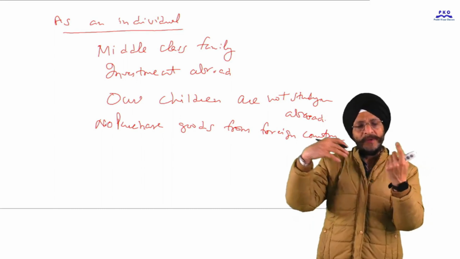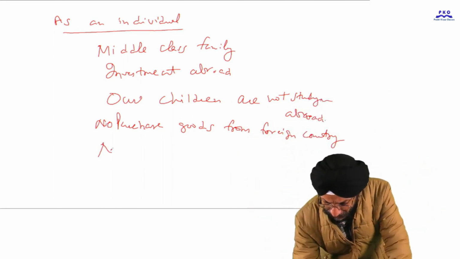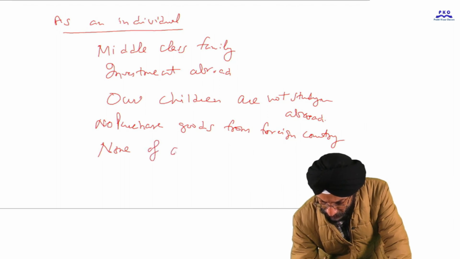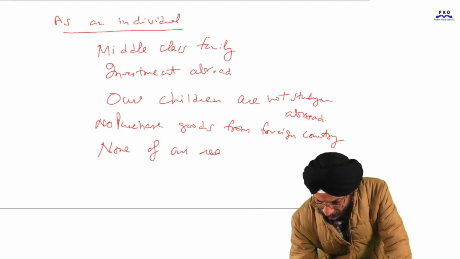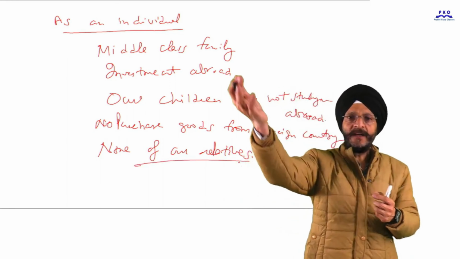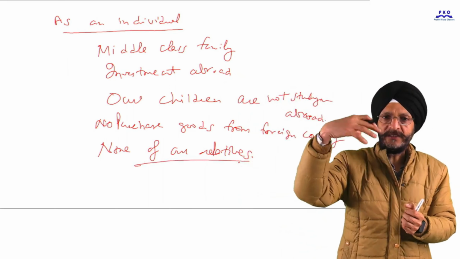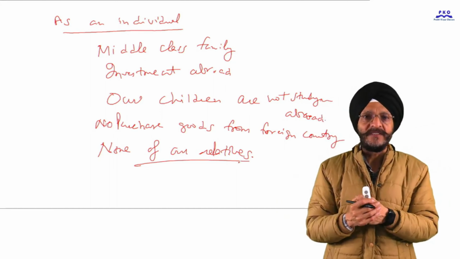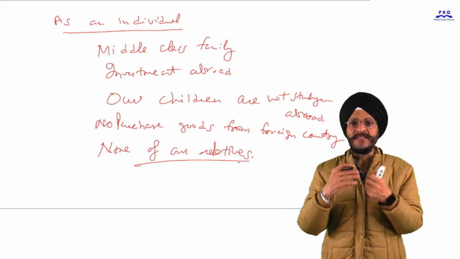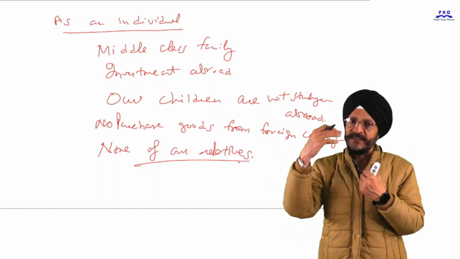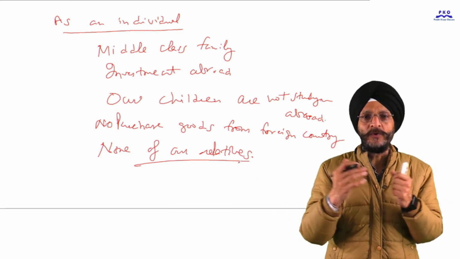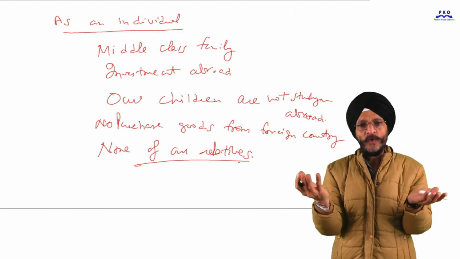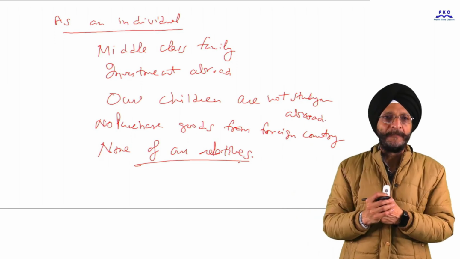We are a middle class family. None of our relatives lives abroad. If our relative is living abroad, we may have to send certain gifts on their birthday or wedding anniversary. But when none of our relatives is residing abroad, we do not require foreign exchange. We will need no foreign exchange to pay them.